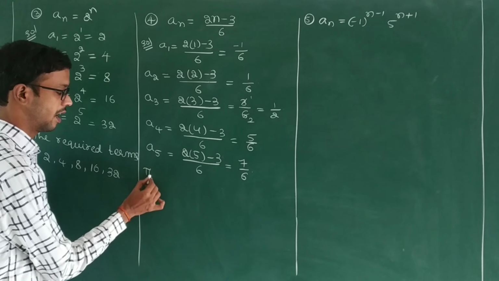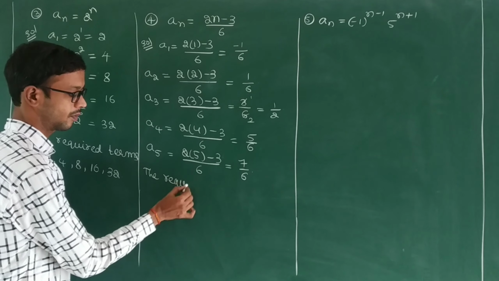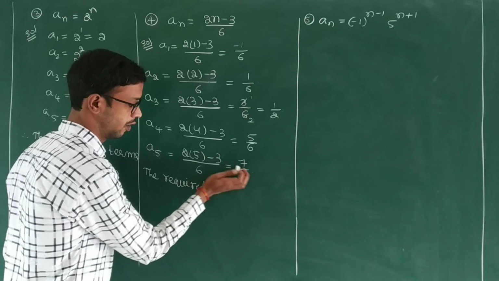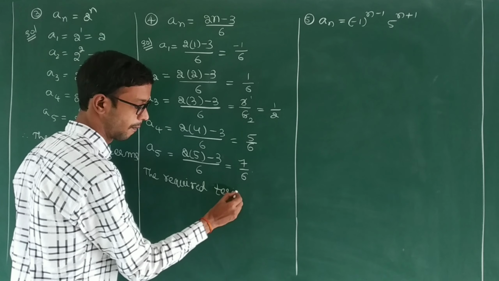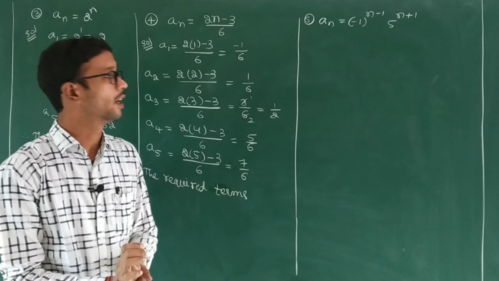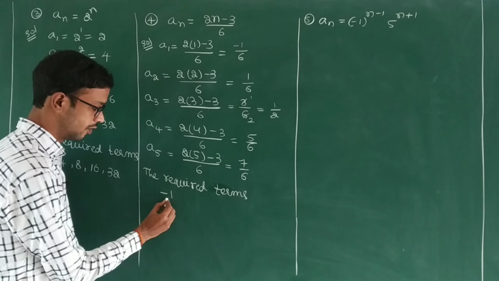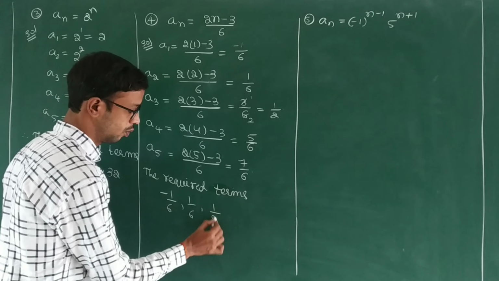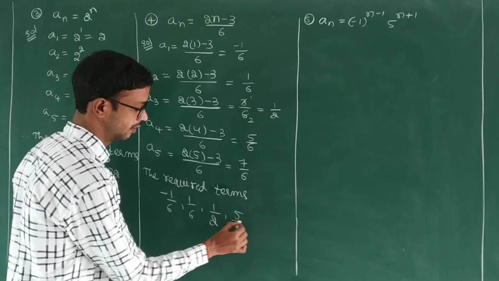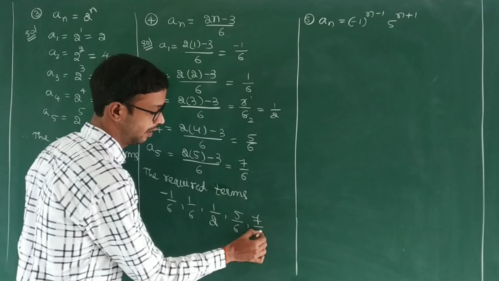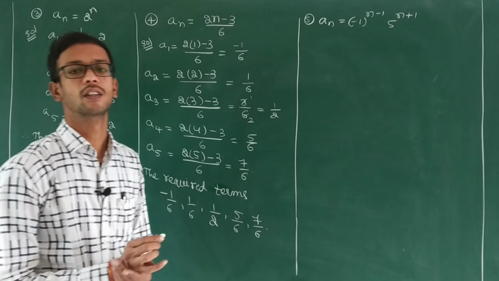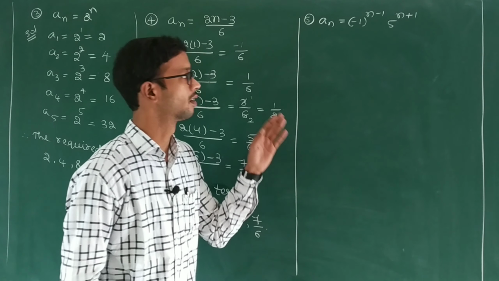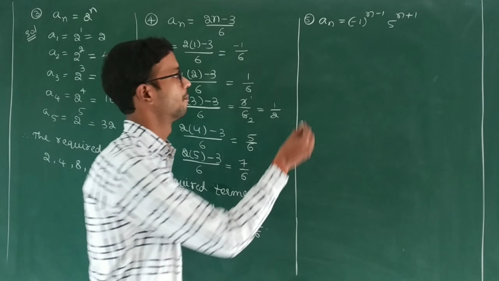What are the required terms here? Minus 1 by 6, 1 by 6, 1 by 2, 5 by 6, and 7 by 6. So these are the first 5 terms in the sequence. Next, the 5th problem.